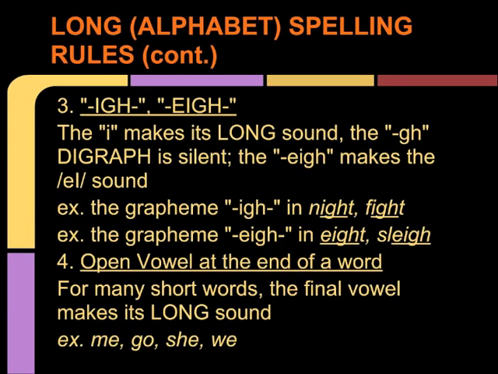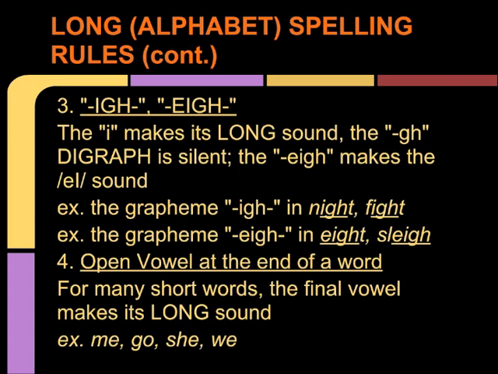Number 3. IGH, EIGH. The I makes its long sound, and the GH digraph is silent. The EIGH makes the long A sound. For example, the grapheme IGH in the words night and fight, and the grapheme EIGH in the words eight and sleigh.